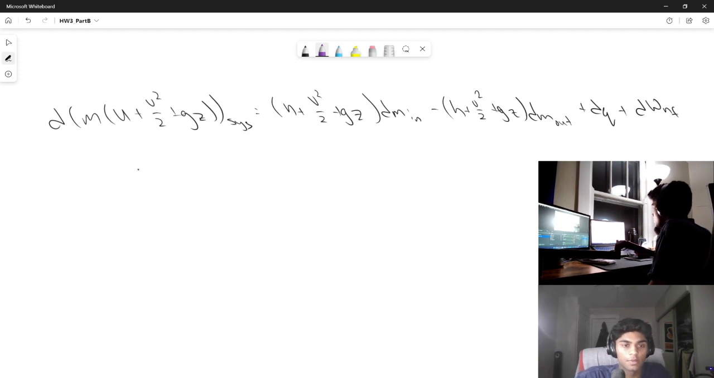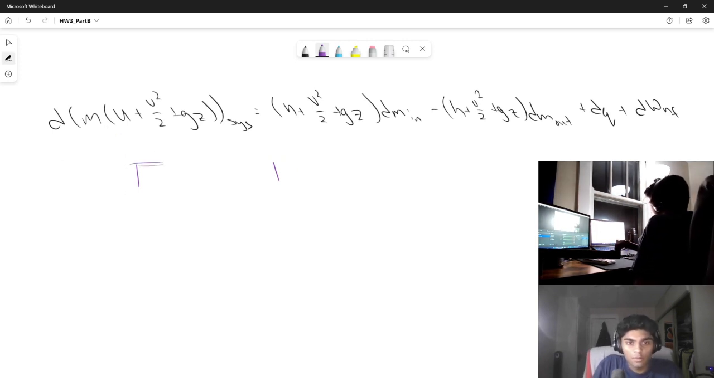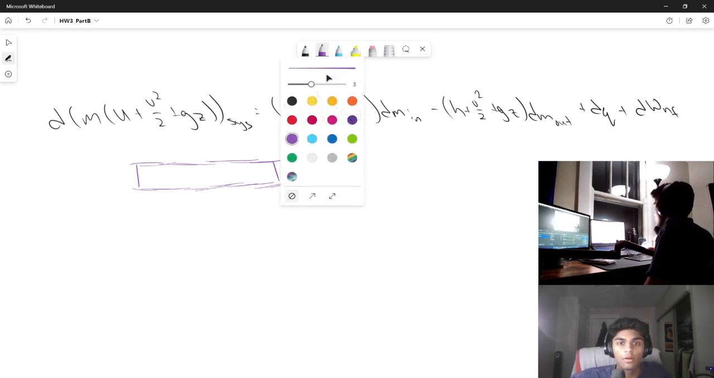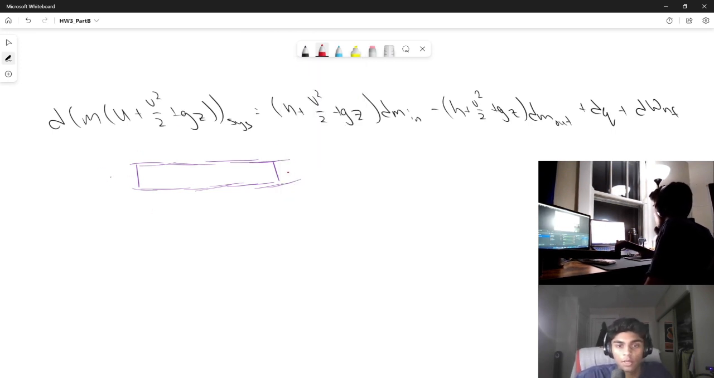We can go ahead and assume that we have some steady state, something like a steel bar here, where our velocity going in is equal to our velocity coming out. There is no change in potential energy, so we can ignore all of those things.